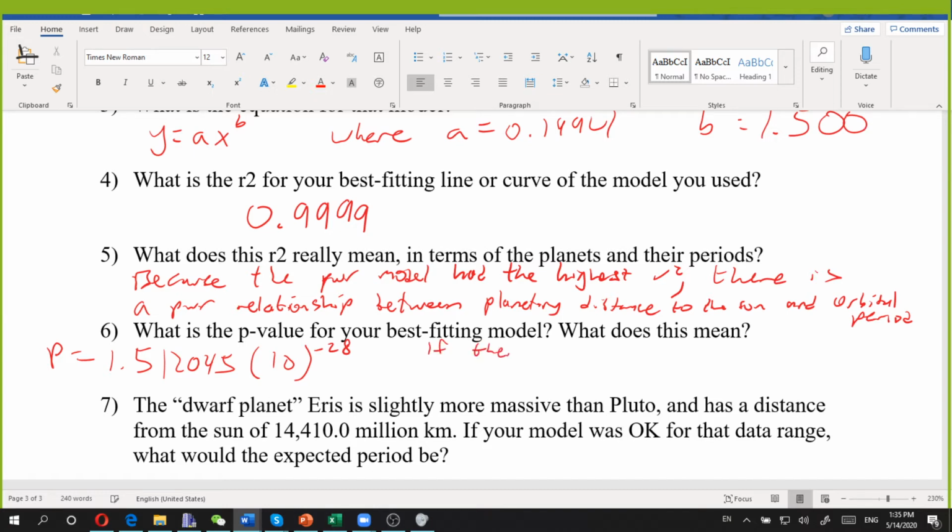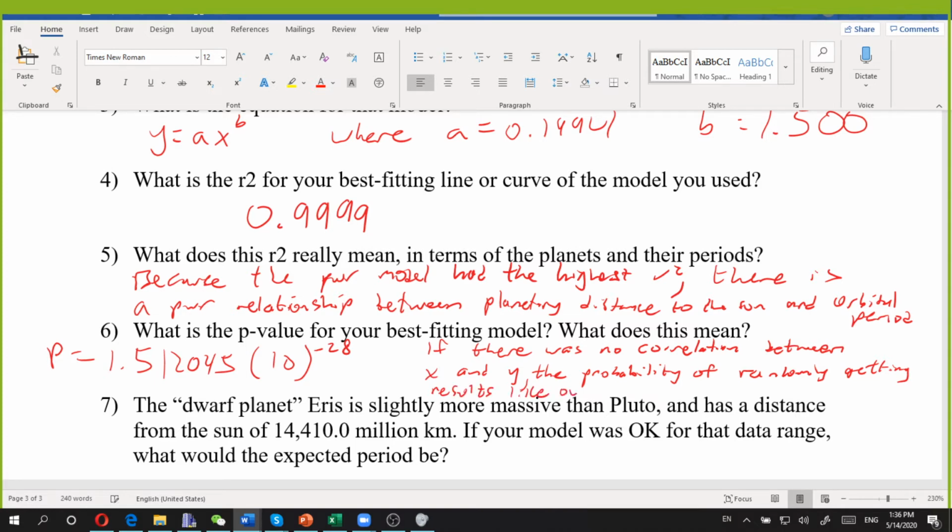I'll write really quick. If there was no correlation between x and y, so that's our distance to the sun and orbital period for us, the probability of randomly getting results like ours would be 1.5 times 10 to the negative 28th power, which is super, super low. There's almost no chance of this happening randomly.